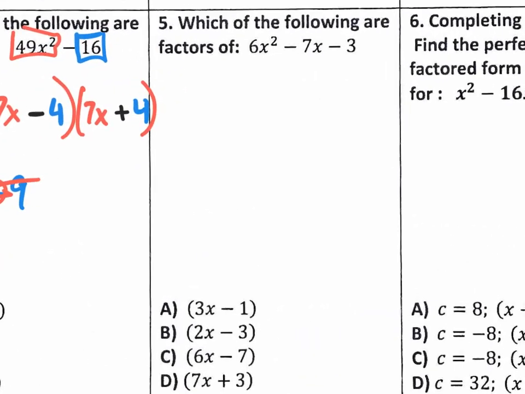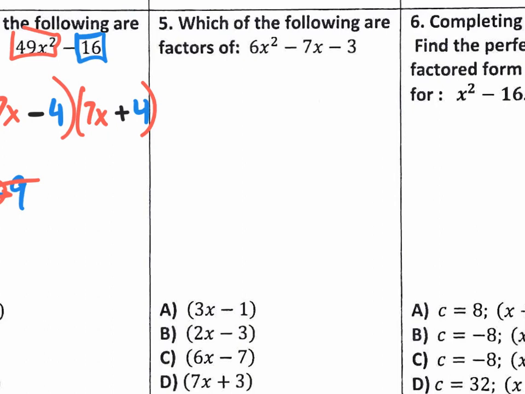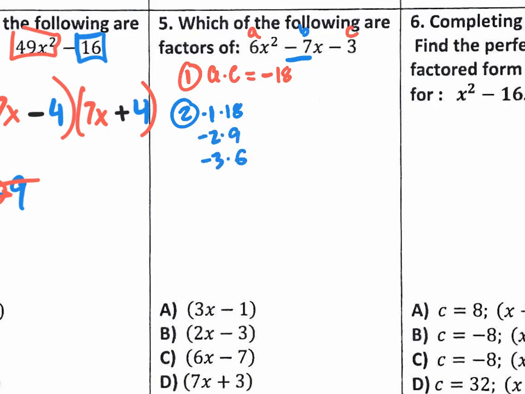Moving on, number 5. This one, the A value is not 1. So we need to do step 1, which is what? A times C. So everybody, step 1, A times C. A is 6, C is negative 3, so we will get negative 18. Step 2, think of the multiples of negative 18 that combine together to give you the B value, which happens to be negative 7. So make a list. Negative 1 times 18, negative 2 times 9, negative 3 times 6, and that's about it. So which pair of numbers combines together to give you negative 7? Negative 2 and 9 will give you positive 7, but we want it to be a negative 7, so we have the right numbers. We just have the wrong signs, so let's change them to a positive 2 times a negative 9. This is the correct pair of numbers that we want. Everybody with me?